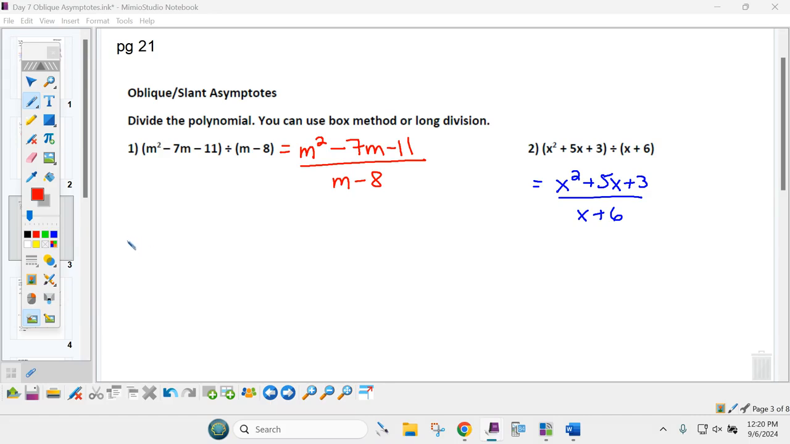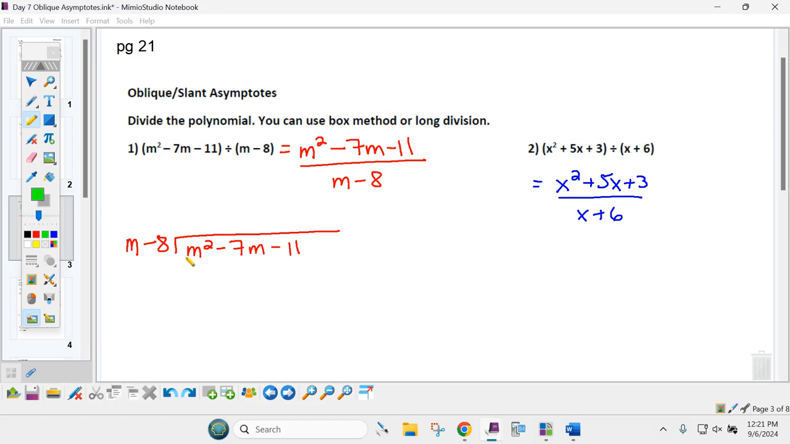So for number 1, I will review long division. I've got the divisor and the dividend, and the quotient, which is our answer, what we're going to get up here. In our graphs, that will be our slant asymptote. When we're just doing plain old division, there's likely going to be a remainder. When we apply this to slant asymptotes, we will not care about the remainder.